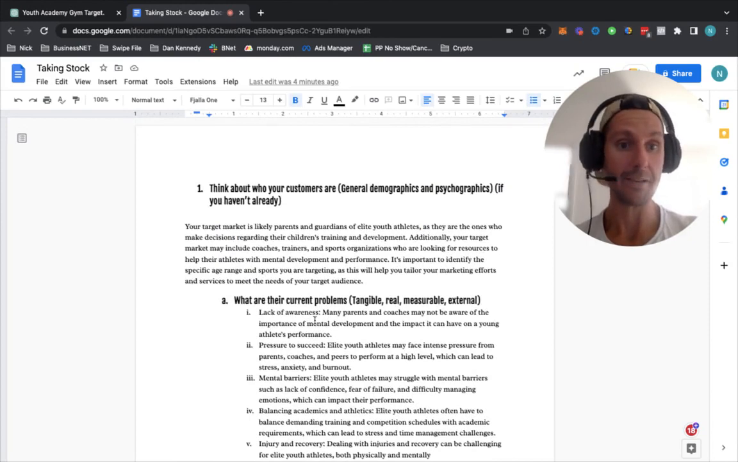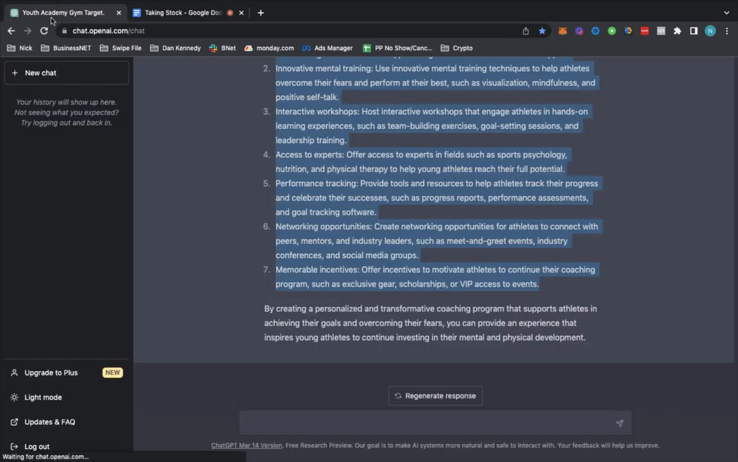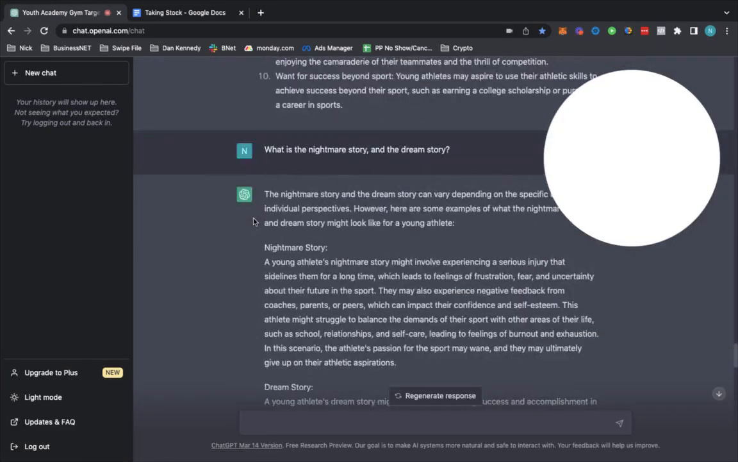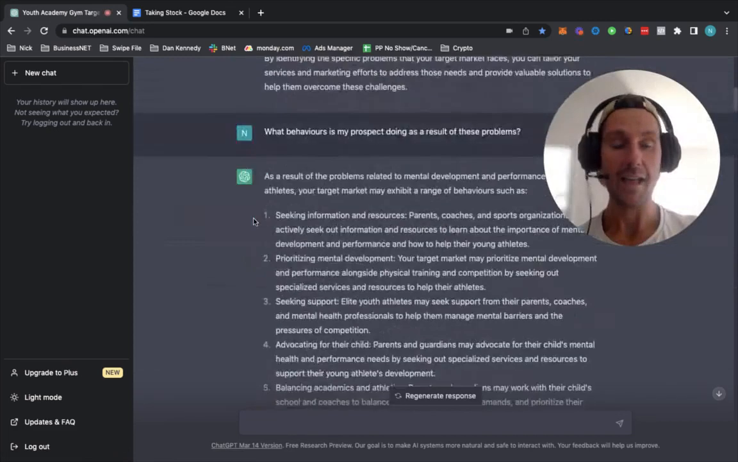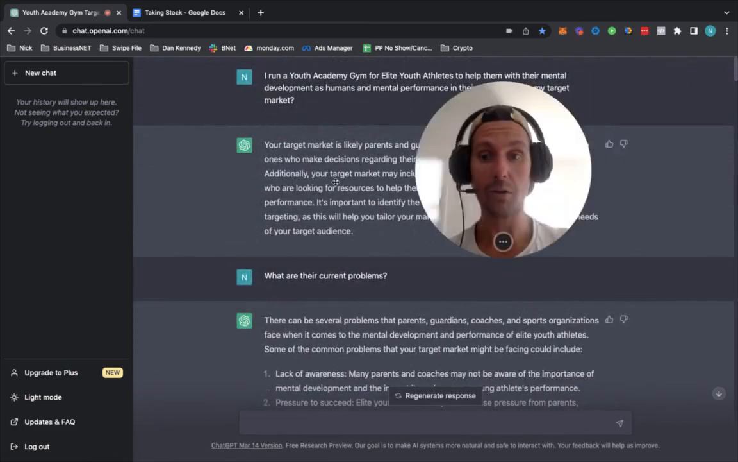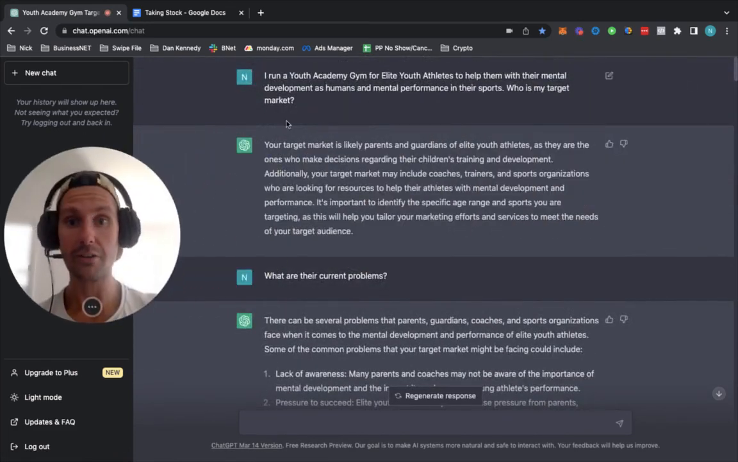This just took me 10 minutes. And it is better than if I could have done it myself because now I am able to read through this and expand on it. And how it was done in 10 minutes is our good old friend over here, ChatGPT. And it's so simple. All I did was give it an easy prompt here at the top. I run a youth academy gym for elite youth athletes to help them with their mental development as humans and their mental performance in sport.